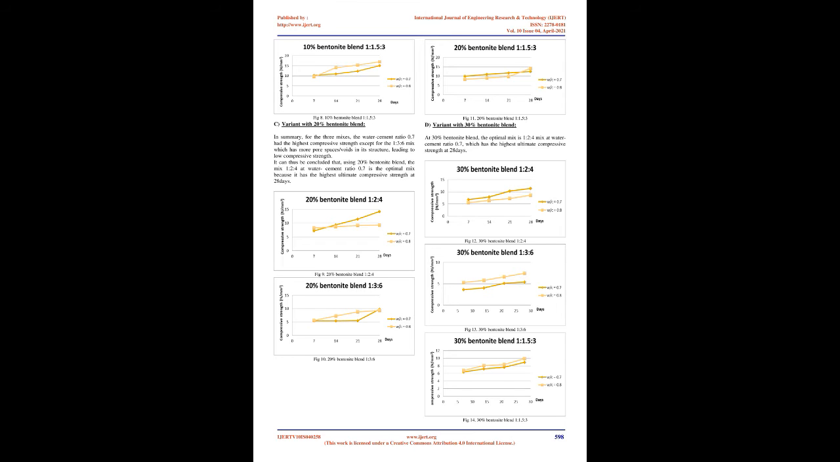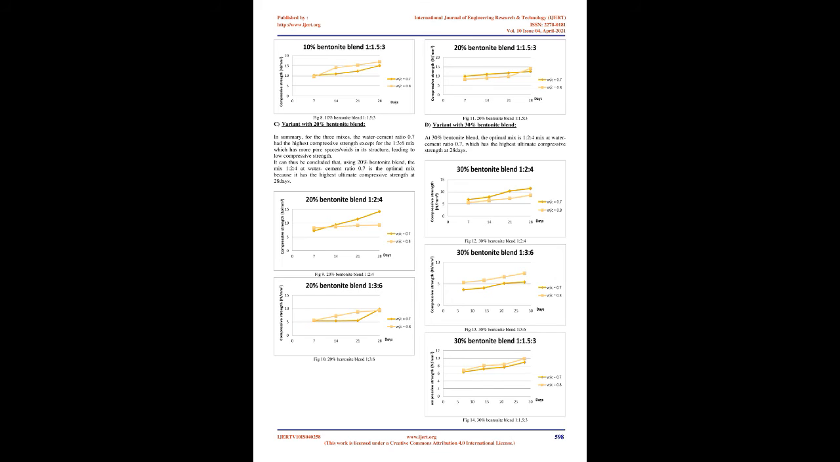D. Variant with 30% bentonite blend. At 30% bentonite blend, the optimal mix is 1:2:4 mix at water cement ratio 0.7, which has the highest ultimate compressive strength at 28 days. V. Conclusions. From the study carried out, the following conclusions can be made.